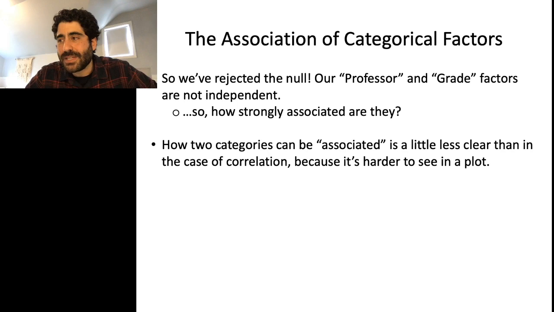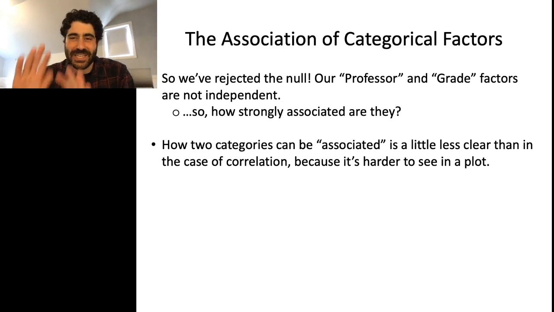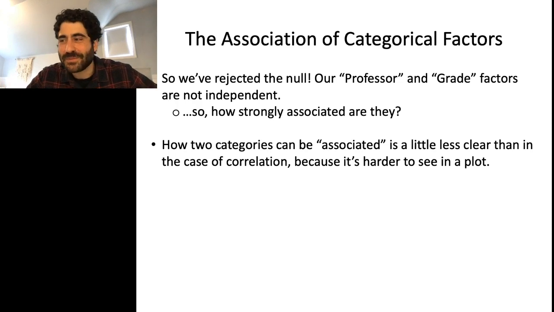So there's not a super easy way to visualize these kinds of associations, right? We can't do a scatter plot here. You can color in a table like a heat map, which sometimes works. But there is something we can compute.